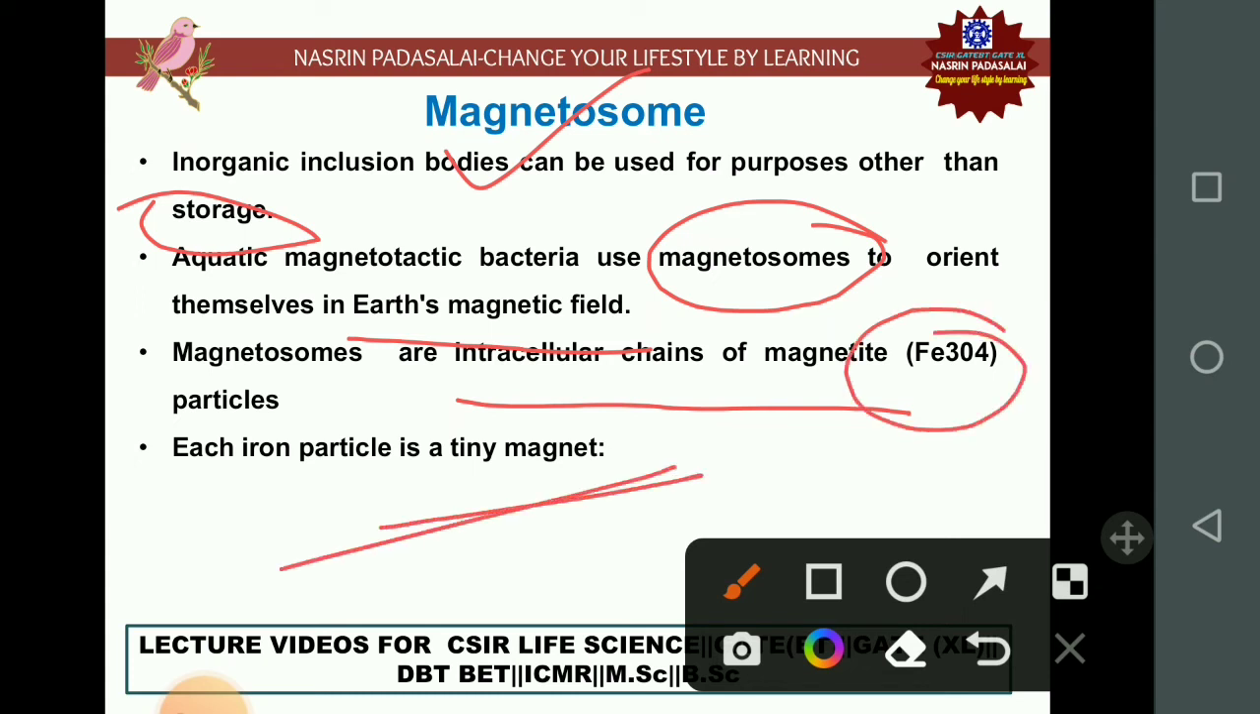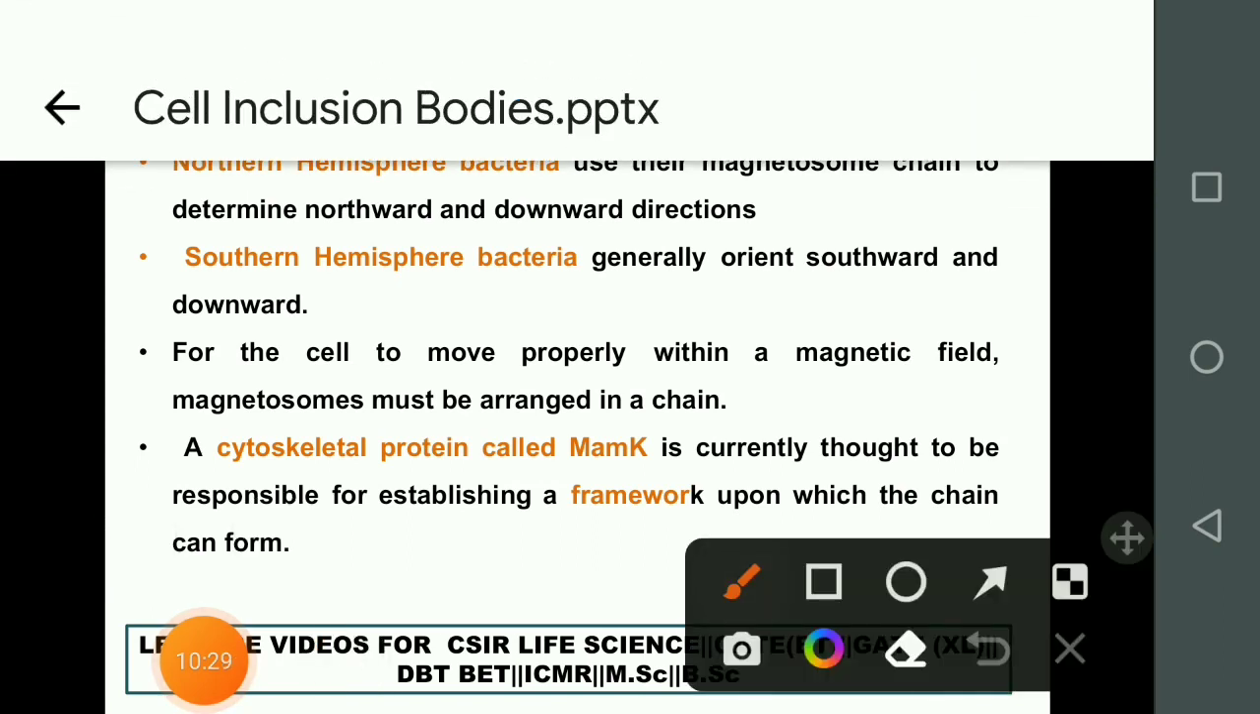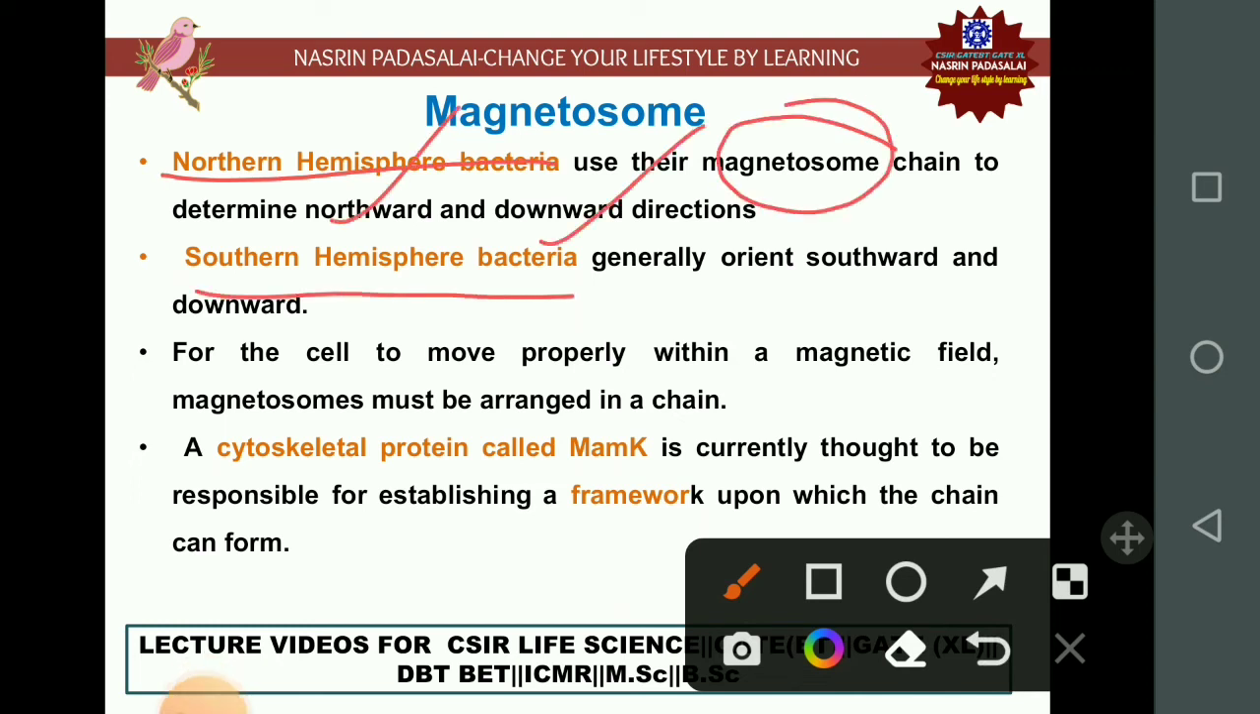While studying this, keep your mind concentrated on magnets. You know what the function of a magnet is. Northern hemisphere bacteria use their magnetosome chain to determine northward and downward direction, whereas southern hemisphere bacteria, those residing in the southern hemisphere, use the magnetosome to orient southward and downward.